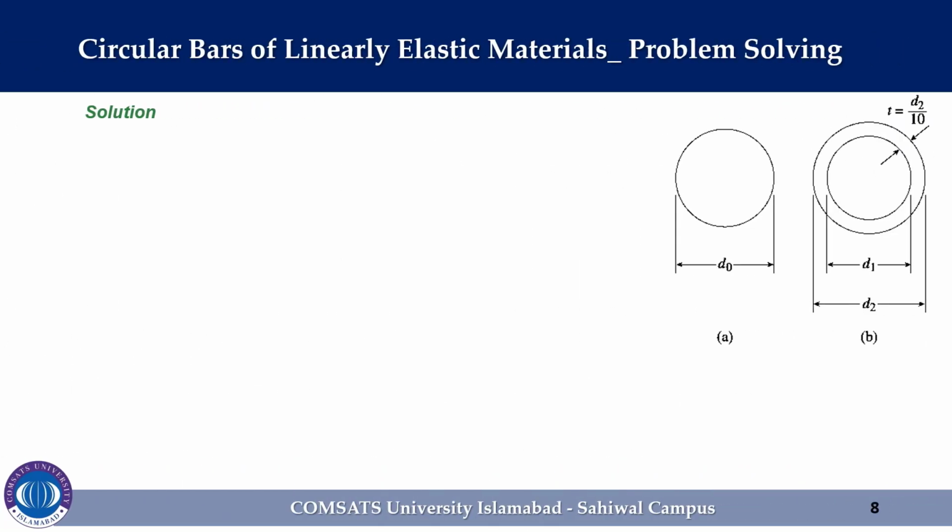In part B, we have to determine the required outer diameter d2 of the hollow shaft, if the thickness T of the shaft is specified as 1/10 of the outer diameter.